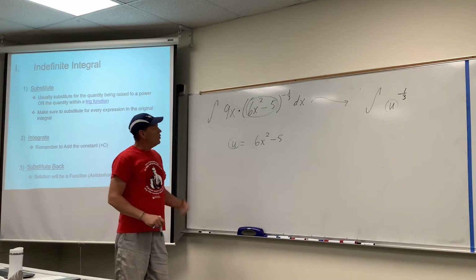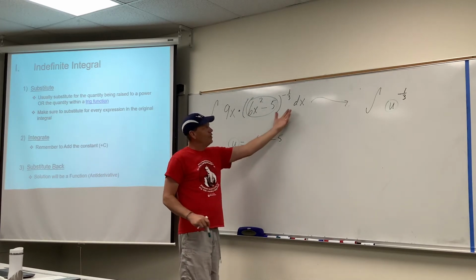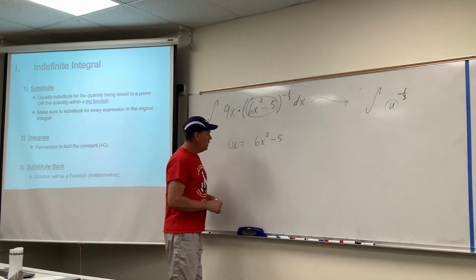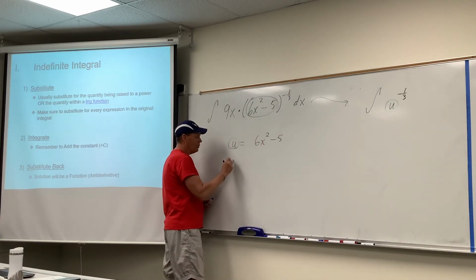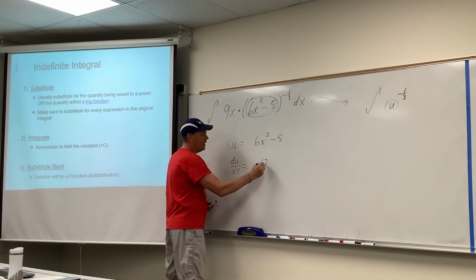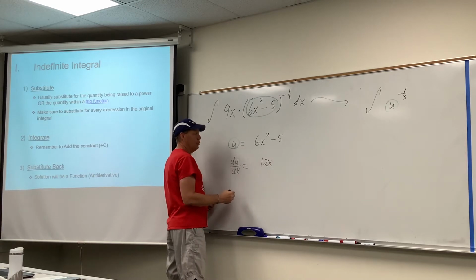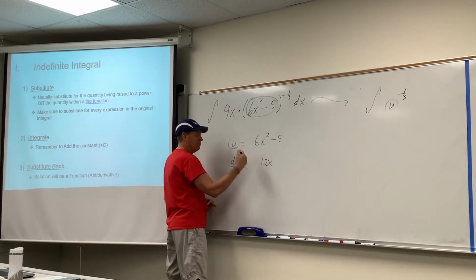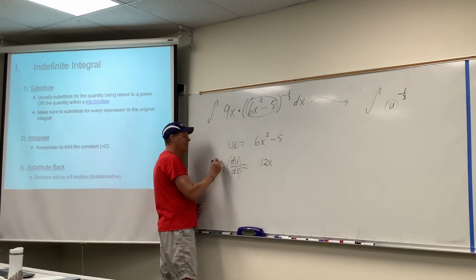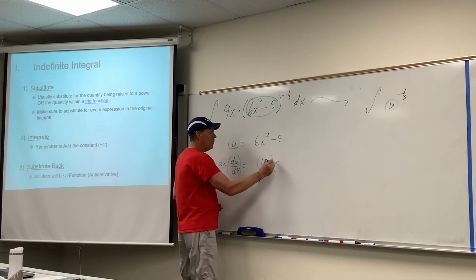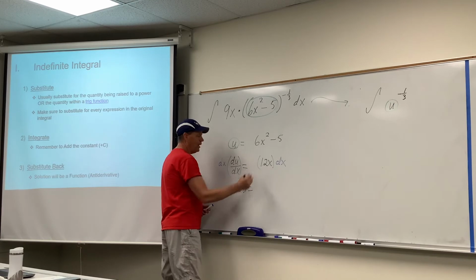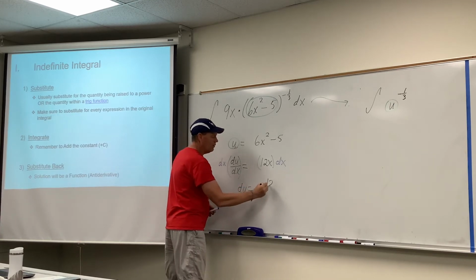Then off of that, I always tell people to build the dx from this and see what happens. So we differentiate both sides with respect to x, and this would be 12x dx, the derivative. Clear the fraction. I hope you see the pattern. Watch these examples in order. They build off each other. So we end up with du equals 12x dx.